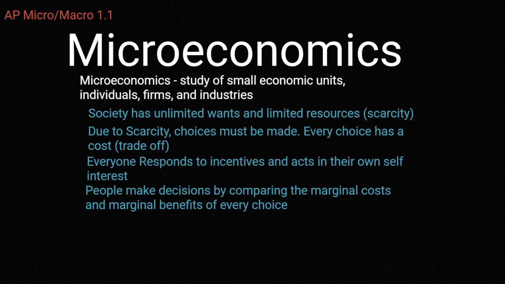Next is people make decisions by comparing marginal costs and marginal benefits of every choice. This is the idea that people will look at the benefits and costs of doing something. So we're going to look at this a lot in this class, but let's say they have some benefit to buying eggs, right? It provides nutrition, maybe diverse flavor profile if you're one of those cooking nerds.